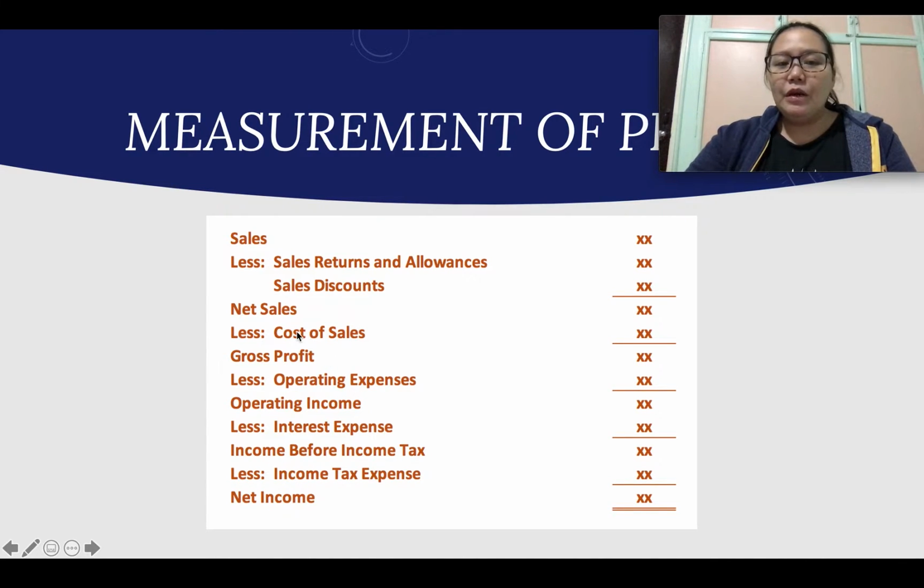Now we also deduct from the net sales the cost of sales to be able to arrive at the gross profit. Once you have arrived at the gross profit, that's the time that you deduct all your operating expenses, interest expense, and income tax expense before we arrive at the net income. So later on, we'll discuss how to compute for the cost of sales.